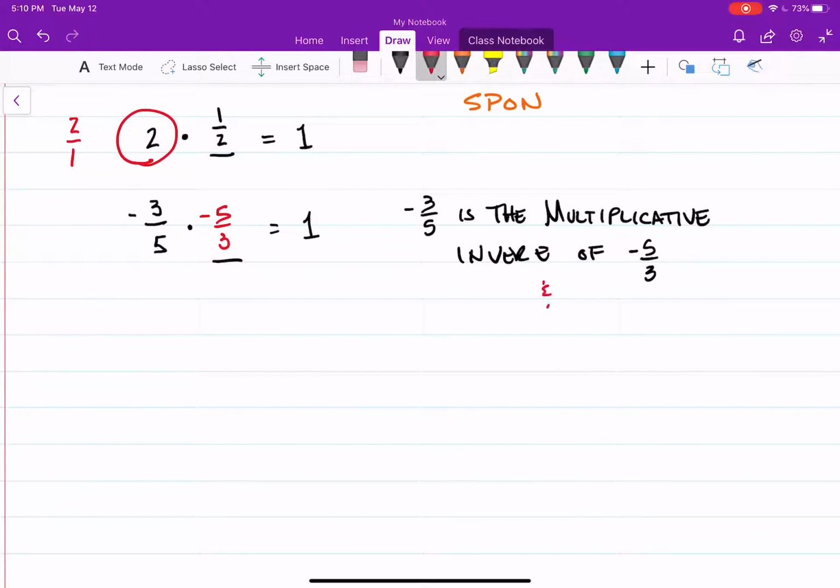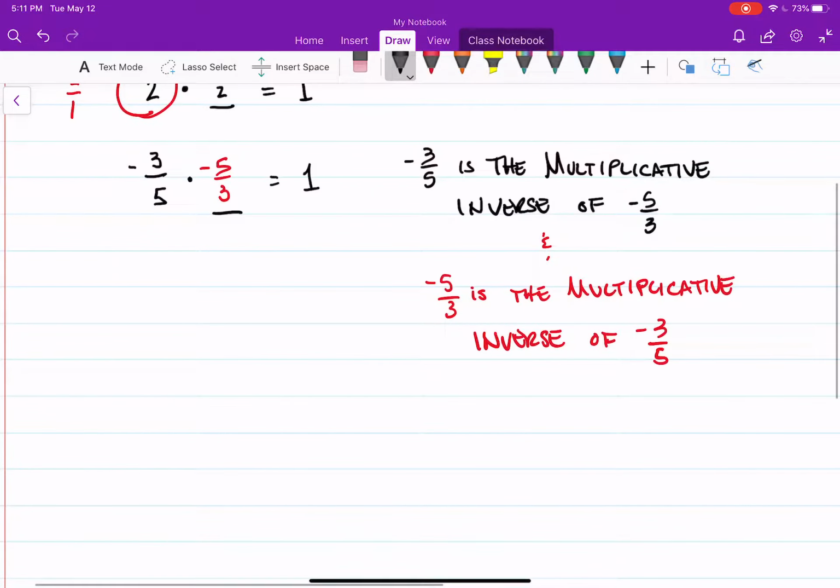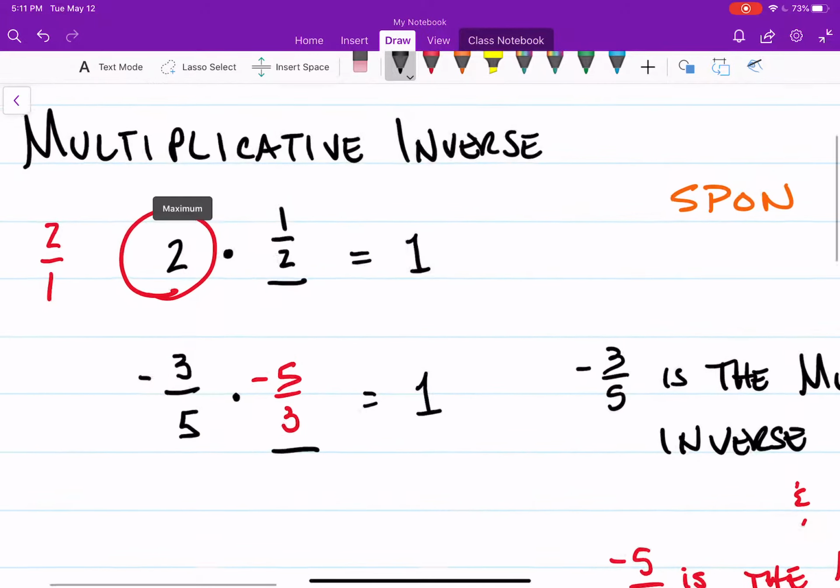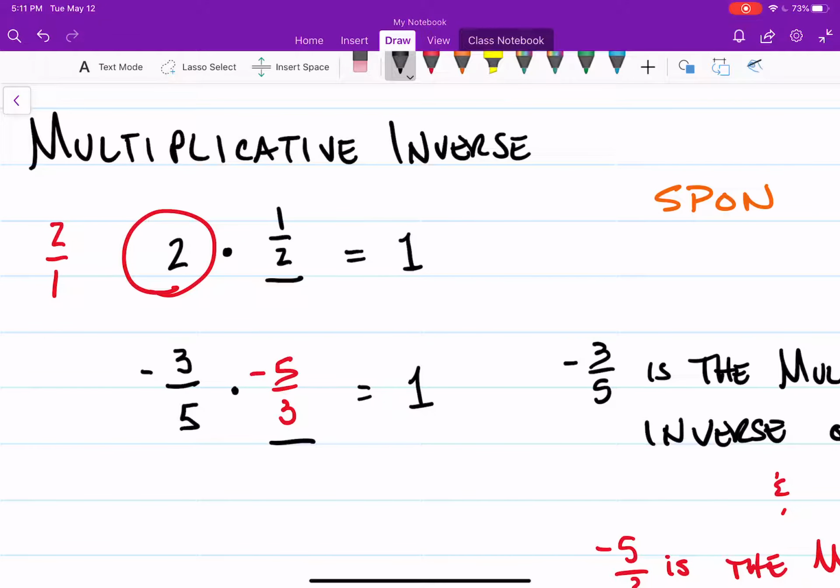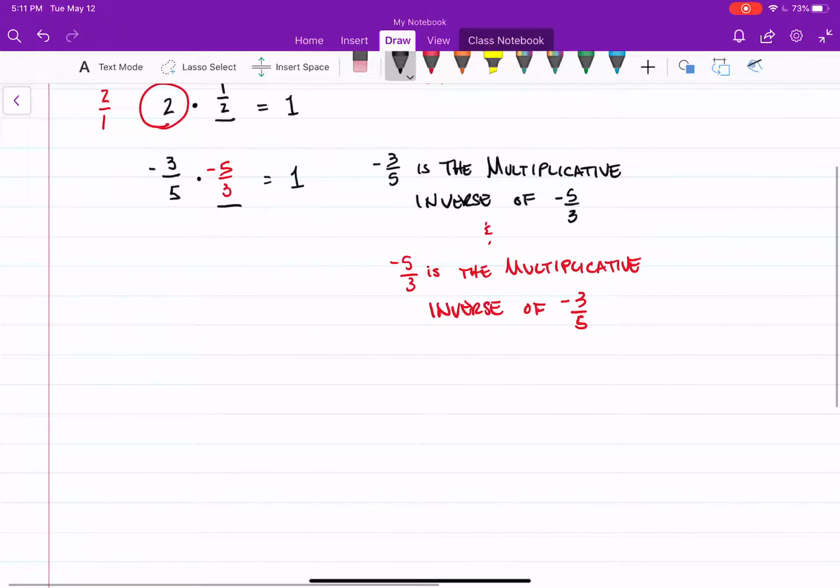And that negative 5/3 is the multiplicative inverse of negative 3/5. Okay, so we're still talking about the same thing. Same thing here. 2 is a multiplicative inverse of 1/2, and it's also for 2. But here's the thing. What happens though? Look at this. Look at what just happened.